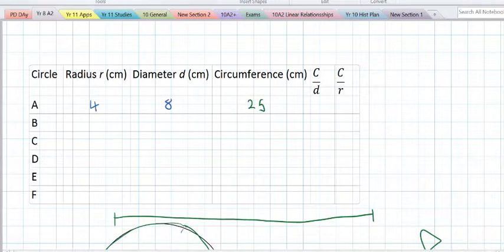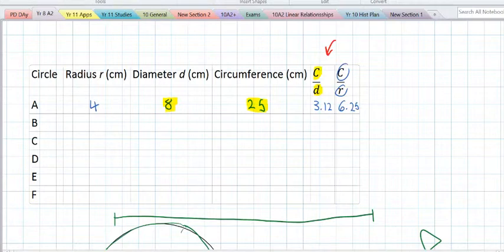Then what you do is, for this column here, you do the circumference C divided by the diameter. So I would do my circumference of 25 divided by my diameter of 8. Now 25 divided by 8 is about 3.12. Similarly, I could do my radius and circumference. So circumference divided by radius is 25 divided by 4, about 6.25.